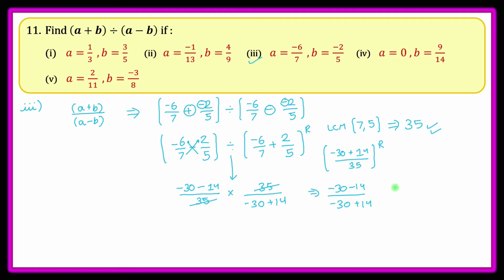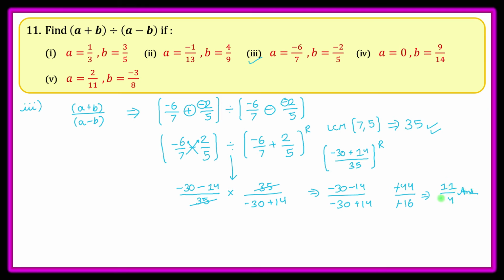Minus 30 minus 14 would be minus 44, and minus 30 plus 14, we have just subtracted 30, we get 16, so we get minus 16. Cancel the minus signs, we will have 44 upon 16, that will be 22 upon 8, that would be 11 upon 4. So 11 upon 4 would be the answer here.